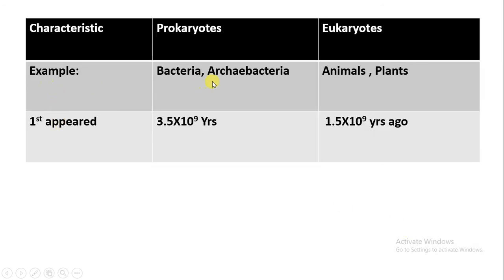Here there are some examples of the prokaryotes like the bacteria, the archaebacteria, and the examples of eukaryotes are plants and animals. And the prokaryotes, they were the very first who appeared. So first they appeared about 3.5 x 10^9 years ago, and the eukaryotes arrived later. They appeared about 1.5 x 10^9 years ago.